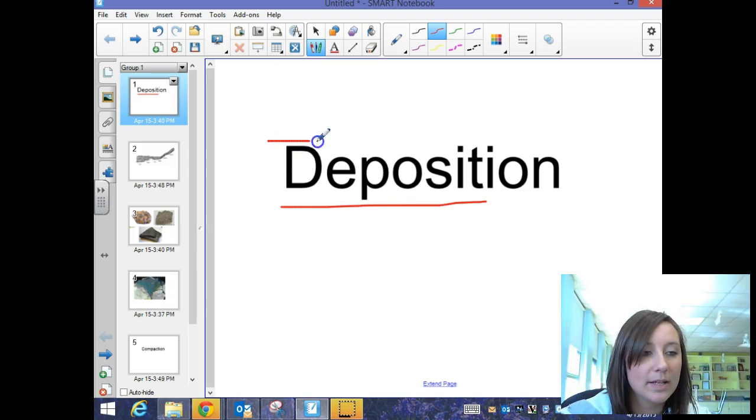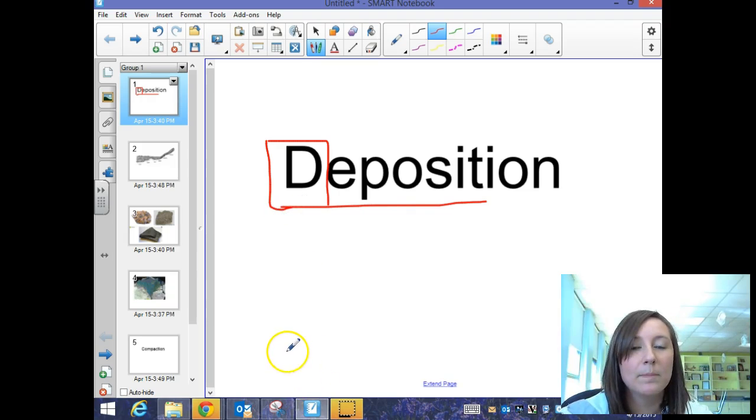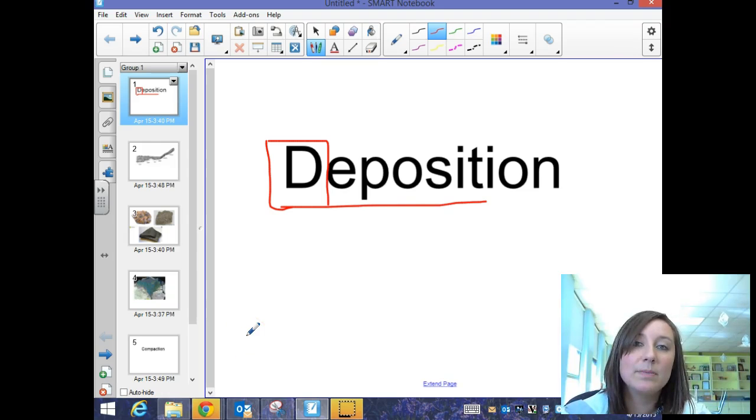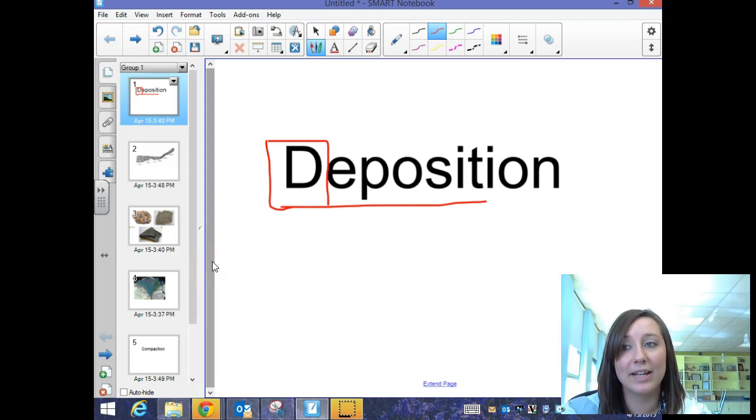Another way that you can think about it is deposition starts with D, and we're going to be dropping something. Now, when we're talking about sedimentary rocks, what is it that we're going to be dropping? It's going to be the sediment. Because in the step before this, in erosion, it's being carried away by wind or water. Eventually, that wind or water is going to start decreasing in kinetic energy. And as that kinetic energy decreases, it's not going to be able to carry as much, and so those sediments are going to start to fall out.